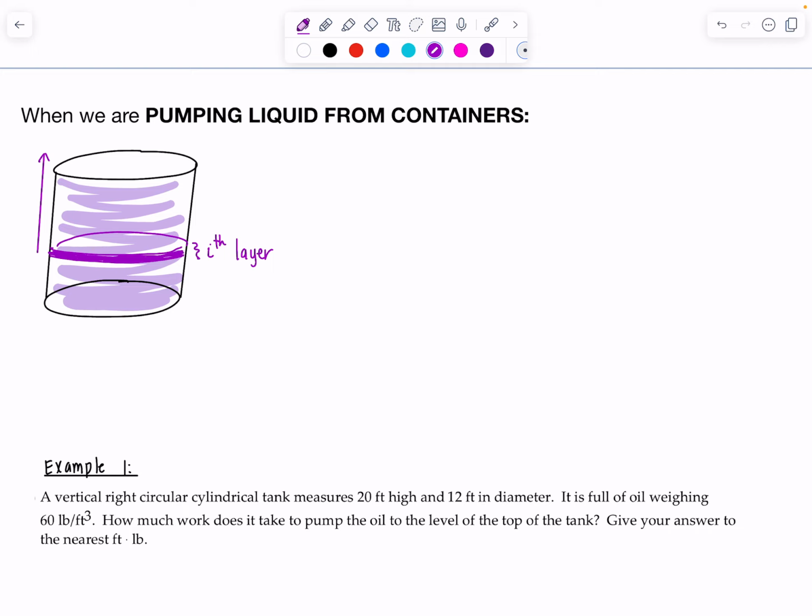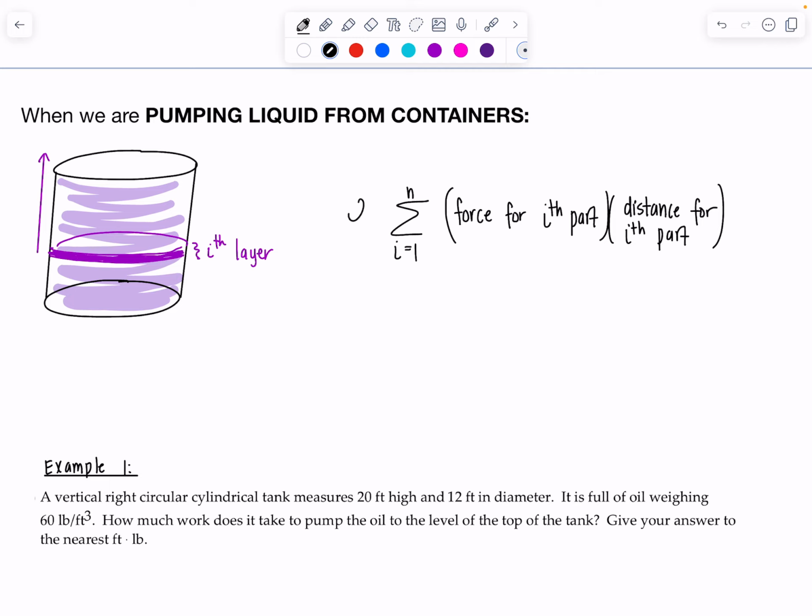Okay, so here's how the setup works. We're going to figure out what is the force required to lift the ith part times the distance that the ith part has to move to get out of the tank. Force times distance is work. I have how many little layers? I'm going to partition i equals 1 to n and then add them all up. And then I want no error, so I take the limit as n goes to infinity.